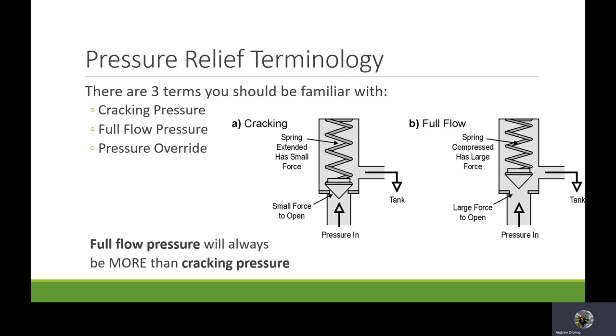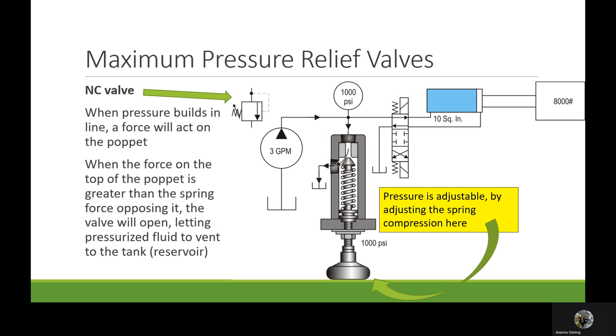What happens is, as the pressure comes through here and pushes this poppet off the orifice, it now hits a smaller surface area. So if the pressure remains the same, this will just seat itself. In order to blow it wide open and keep it open, it requires more pressure. The difference between the full flow pressure and the cracking pressure is called the pressure override, right? And you want to keep that as low as possible.